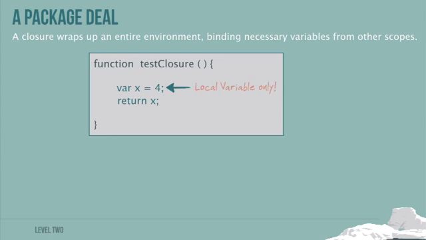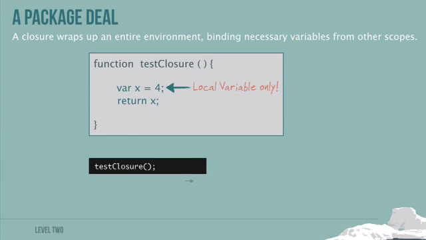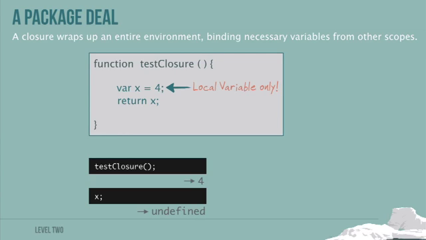Now that x variable is only local. That means it can only be accessed inside of the testClosure function. So let's take a look at that. If we were to call testClosure, we'd get a nice return of 4 as you might expect because we returned x. But if I tried to access the x variable from outside the function, I would get an undefined. That's because x disappears just as soon as the testClosure function is wrapped up. In other words, a function's local variables are just not available once the function scope has finally closed.